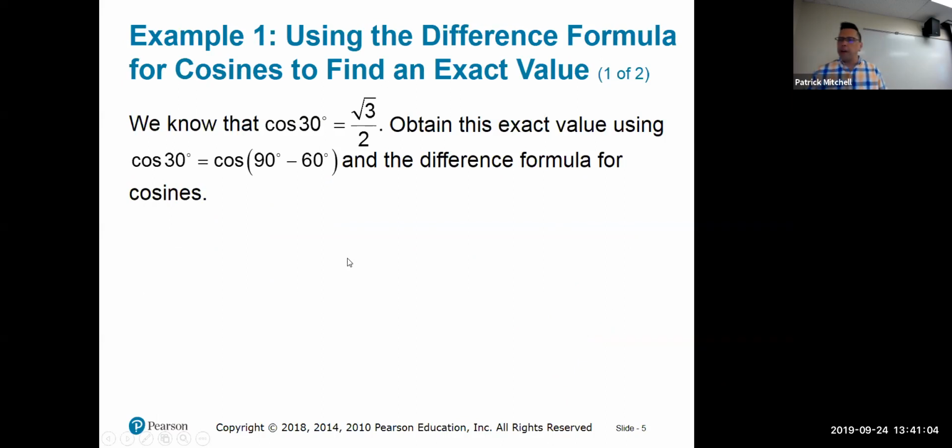Okay, so we know that the cosine of 30 degrees is square root of 3 over 2. So they're going to ask me to verify something that I already know by using this difference formula. Okay. So they're asking me to apply the difference formula to cosine of 90 degrees minus 60 degrees. Okay. So here's how that works.